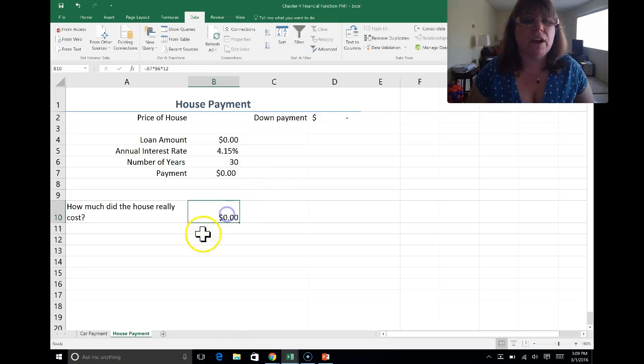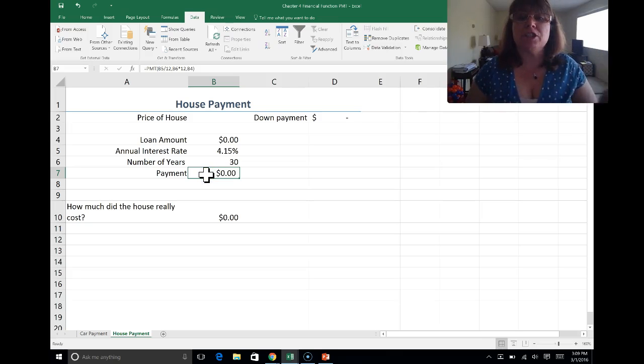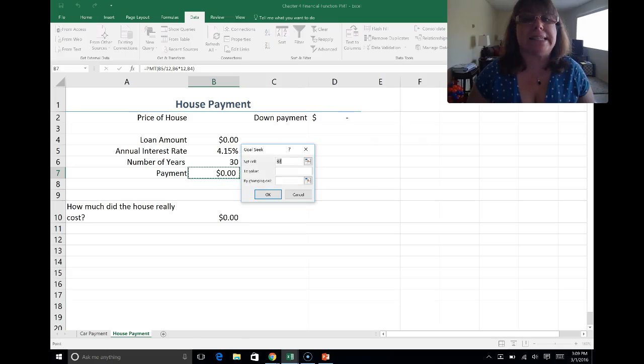And then I want to figure out how much the house payment really cost. It's going to be my payment amount times the number of payments I make. Okay, all right. So I'm going to put Excel on task. How much of a house can I afford? What-if analysis, Goal Seek.